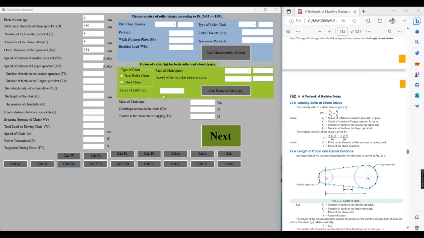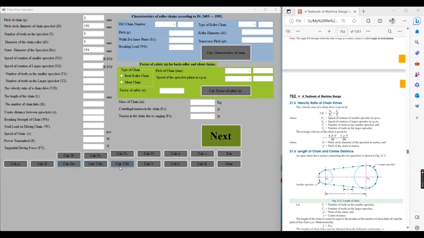Here, to calculate the velocity ratio of a chain drive, there are two types of formulas. The first is by using the speed or RPM of the driver and driven sprockets, and the other is by using the number of teeth. N1 is the speed of rotation of the smaller sprocket in RPM, N2 the speed of rotation of the larger sprocket in RPM, T1 the number of teeth on the smaller sprocket, and T2 the number of teeth on the larger sprocket.